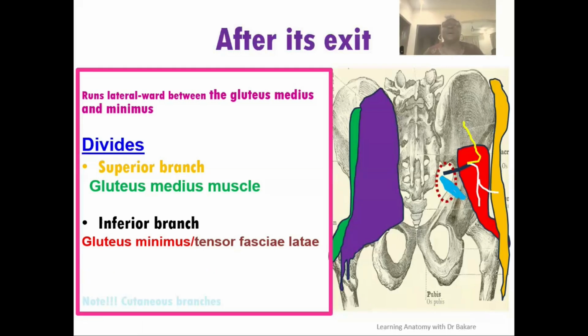Then finally, we have the emergence of cutaneous branches. The cutaneous branches from the superior gluteal nerve are seen to provide cutaneous innervation for the skin around the gluteal region. So this is how the superior gluteal nerve gives off a number of branches, supplying different muscles, and also finally giving off cutaneous branches to supply the skin around the gluteal space.